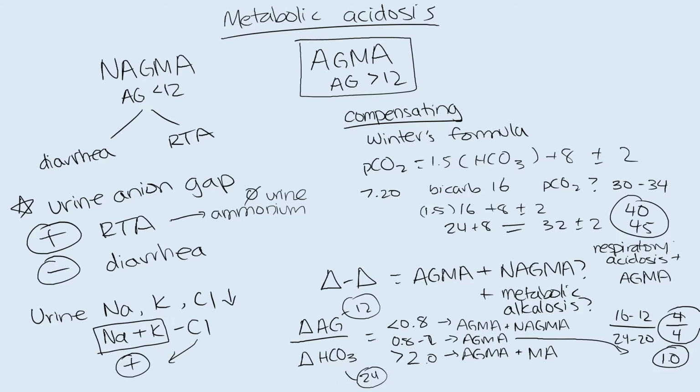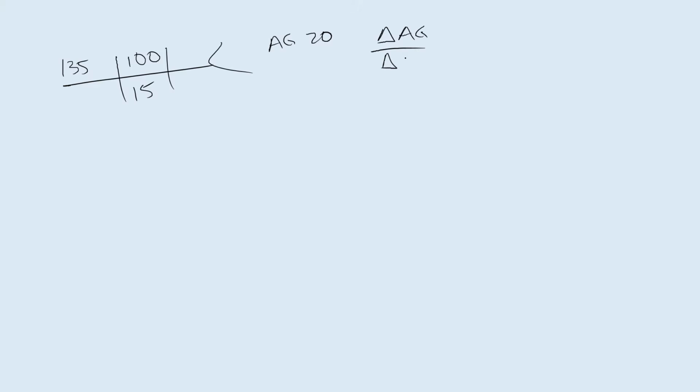So let's do some additional examples so you guys get a better feel for how the delta-delta works. So for example, let's say a patient has a sodium of 135, a chloride of 100, and a bicarb of 15. So what is their anion gap? So anion gap is 20. So what is our delta-delta? So change in anion gap over change in bicarb. 20 minus 12 over 24 minus 15 equals 8 over 9. So this is a pure anion gap metabolic acidosis.